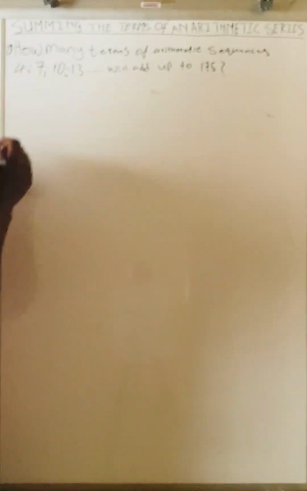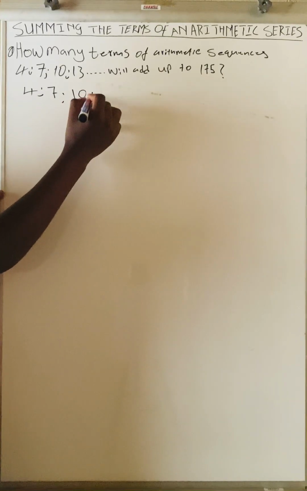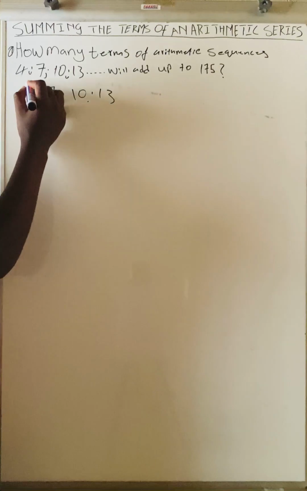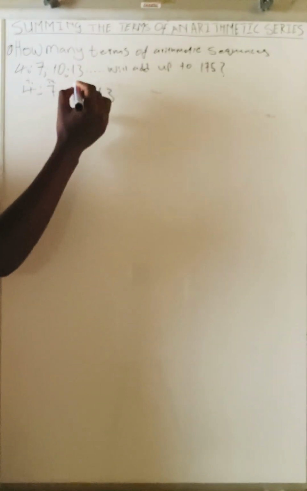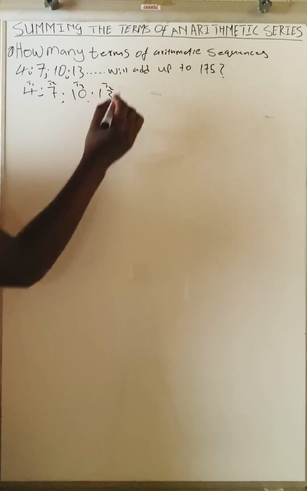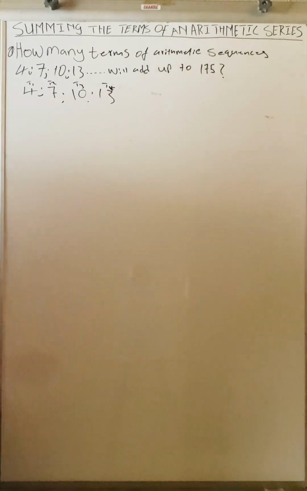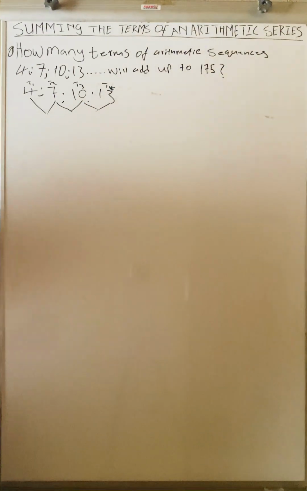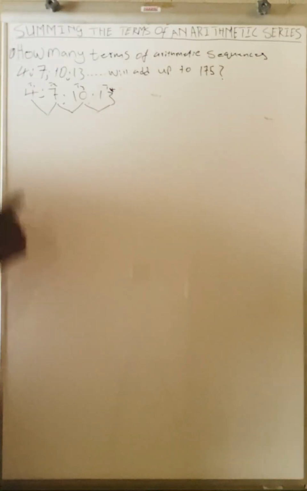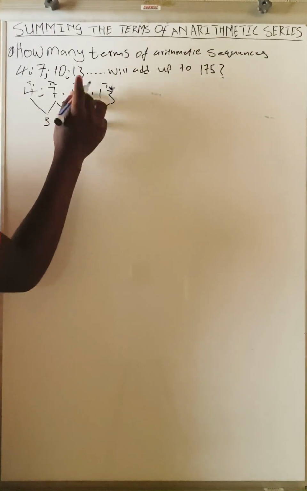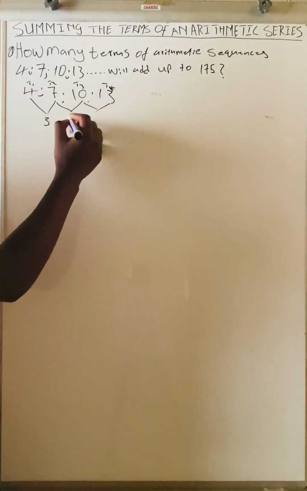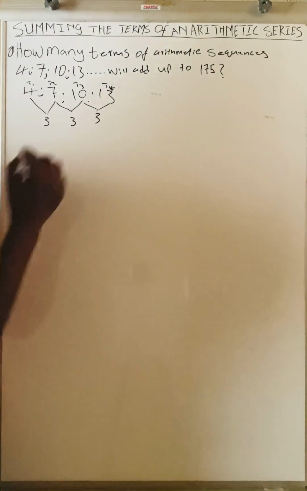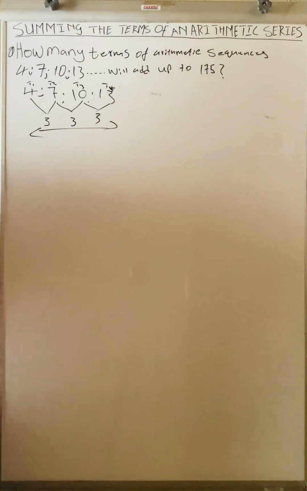Firstly, you need to write your sequence: 4, 7, 10, 13. This one is T1, T2, T3, T4. Here, firstly, you need to find the difference. How do we find the difference? We say T2 minus T1, 7 minus 4, we get 3. T3 minus T2, 10 minus 7, we get 3. 13 minus 10 is 3. This is our common difference.